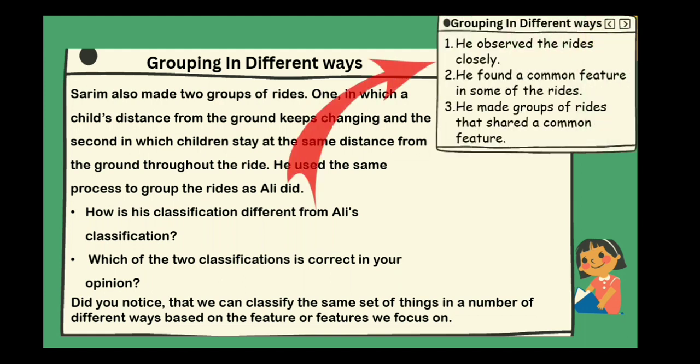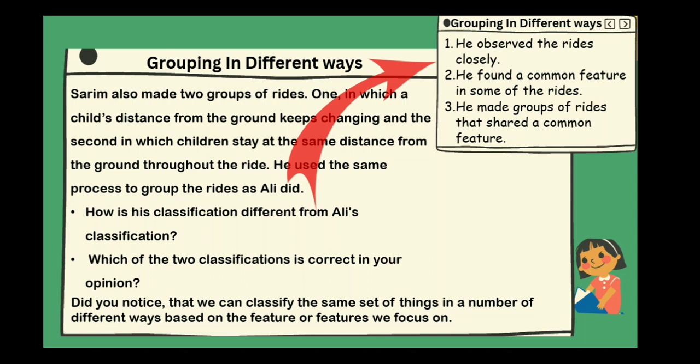And what is the process? He observed the rides closely. He found a common feature in some of the rides. He made groups of rides that shared a common feature. How is his classification different from Ali's classification?